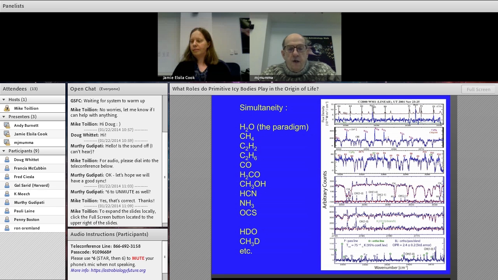The key point is the simultaneity of measurement. And what you really want to do, and this is what is done at infrared wavelengths, is to measure a whole suite of molecules simultaneously. Shown on the left here, you see approximately 9 molecules that are measured routinely in every comet, and then others, isotopologues, which are more difficult to measure, and they are also targeted from comet to comet.